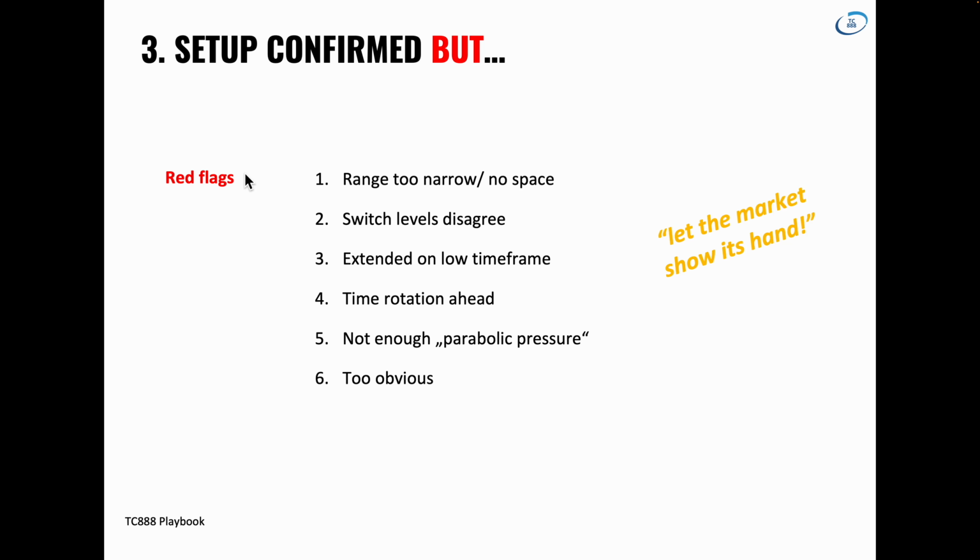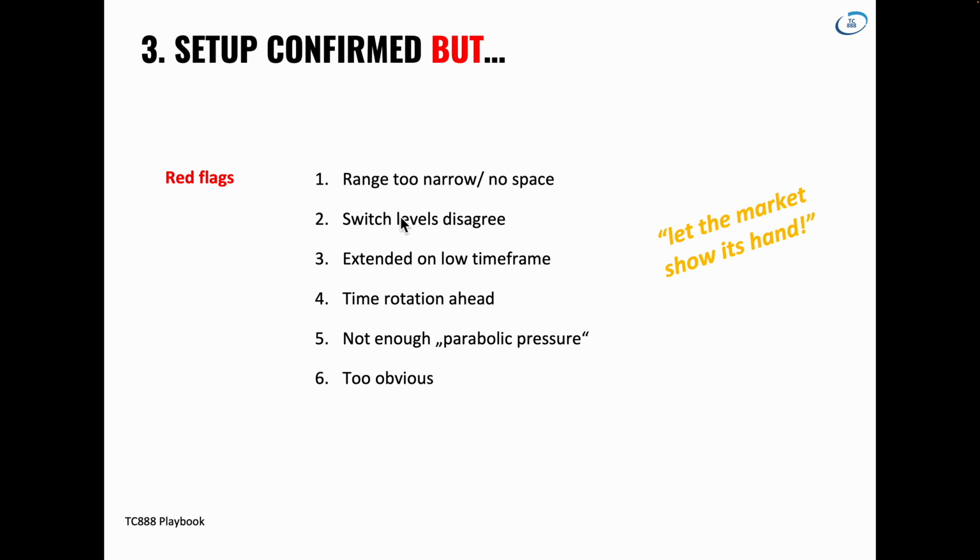So red flags. If you are in a trade and the range is too narrow, you have no space. All your criteria might confirm, but there are significant levels ahead, and there's not enough space for the trade to run. Then you have to wait, even if everything else flashes green.